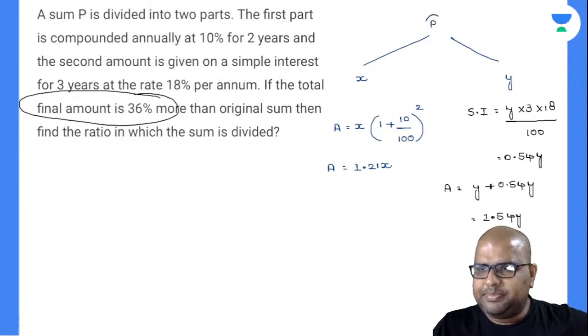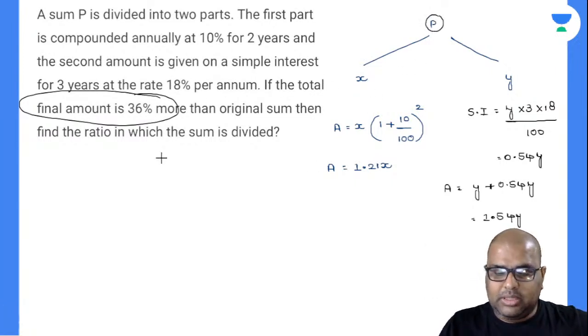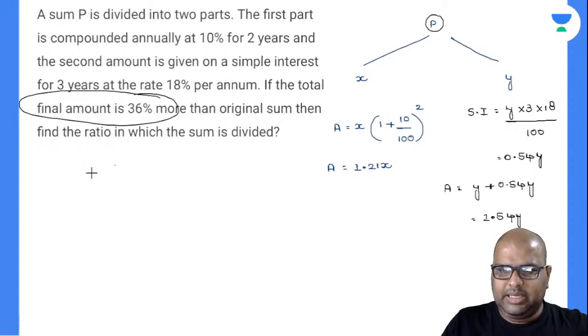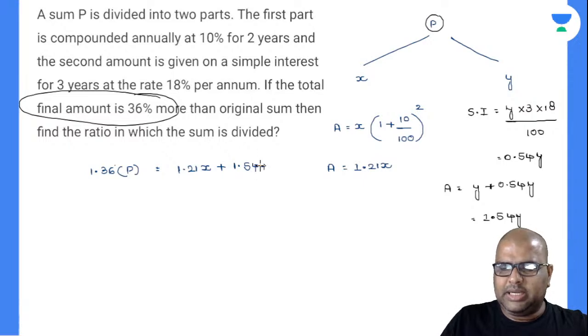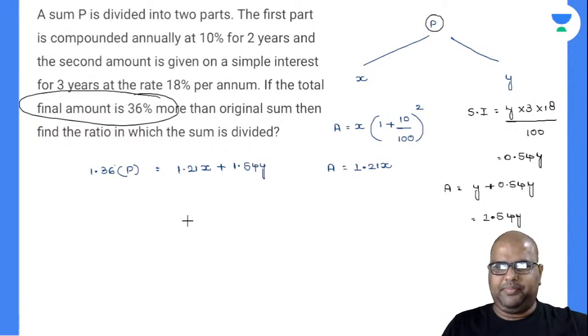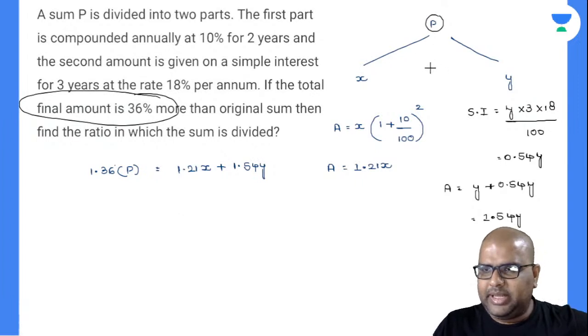If the final amount is 36% more than the original sum, the original amount is P. 36% more than means 136%. So I can write this as 1.36 into P, the original sum, is equal to what you have obtained, 1.21x plus 1.54y. When you combine this together, the whole value is 36% more than the original value. In the place of P, I can substitute x plus y.